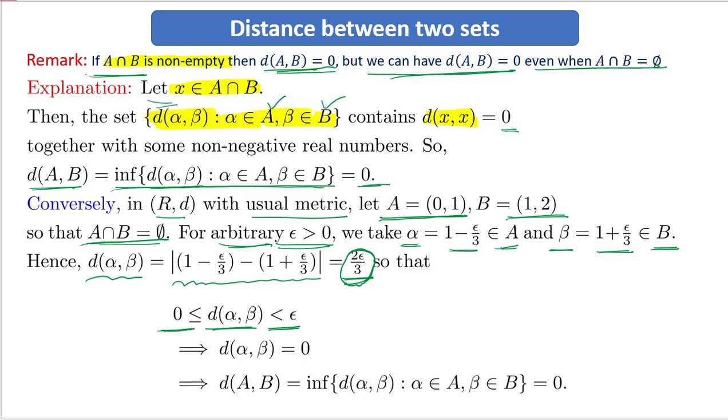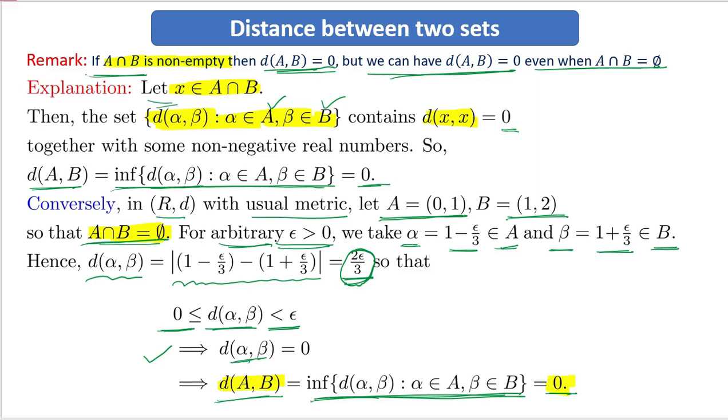Now this gives you that D alpha beta is equal to 0. But once D alpha beta becomes equal to 0, since it is a member of this set, the infimum of this set is going to be equal to 0 and this infimum is DAB, therefore DAB becomes equal to 0. So here you see that A intersection B is equal to phi, but even then DAB becomes equal to 0.